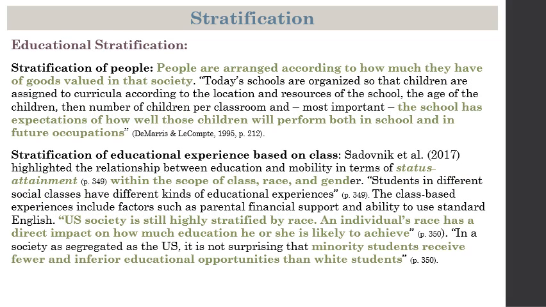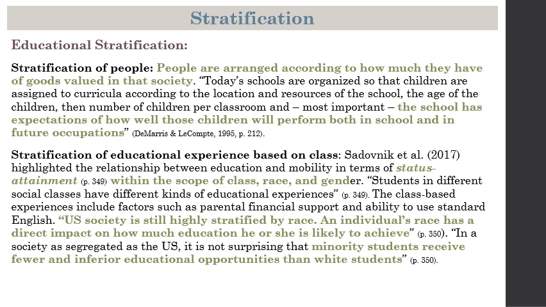When thinking about educational stratification, there are four key areas. The first is there's a stratification of people. They're arranged according to how much they have of the goods that are valued in society. So schools are organized for children, and the school has expectations and almost determinations of how well those children will perform, both in school and in future occupations.